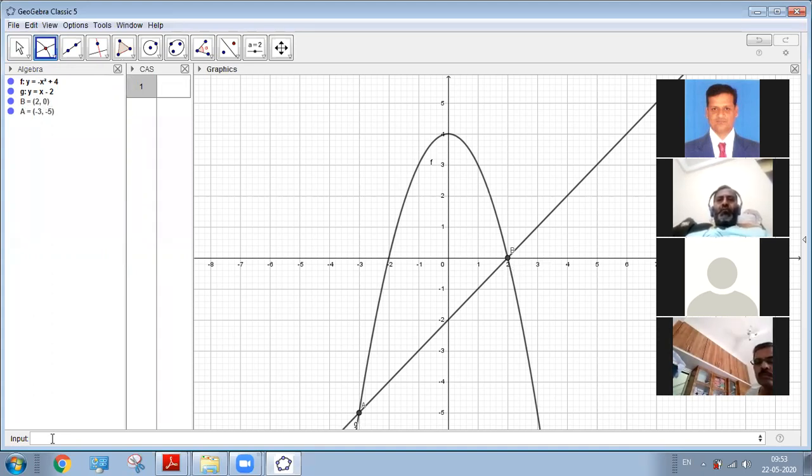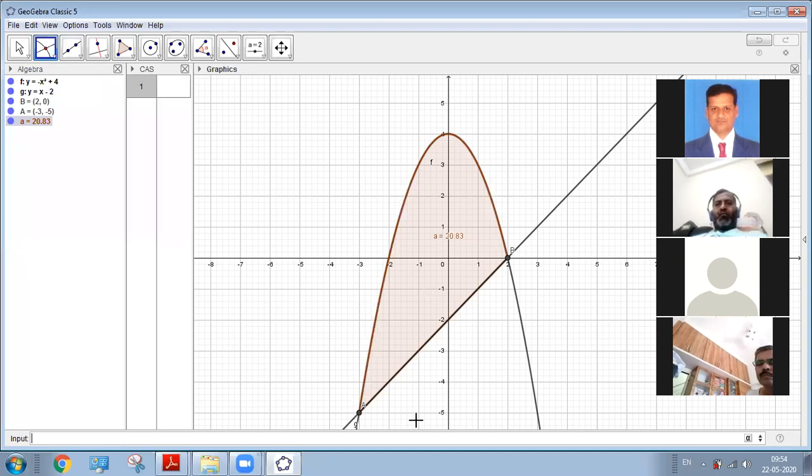Now, integral between the first function f, second function g, x of a, where x of a means the x coordinate of the point A, comma x of b. It means it is the x coordinate of the point. So you get this is the area of the region. You can find it in brown color here. So this is the area of the region bounded by this parabola and this straight line.